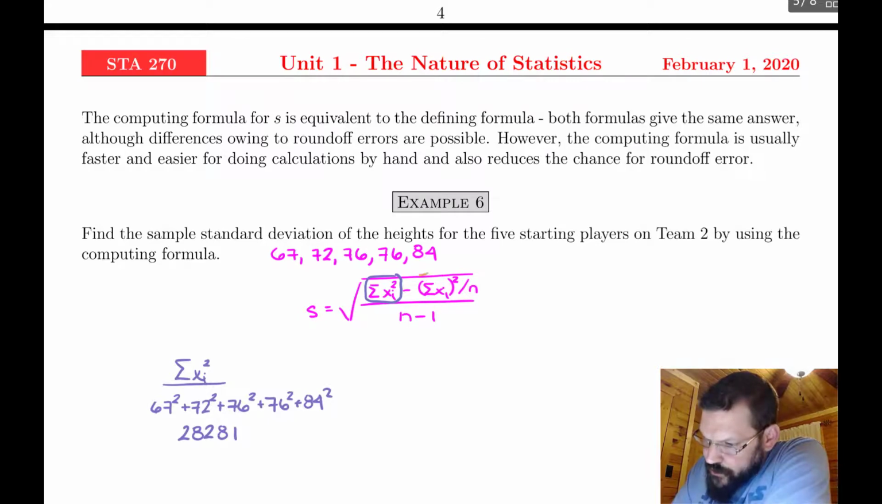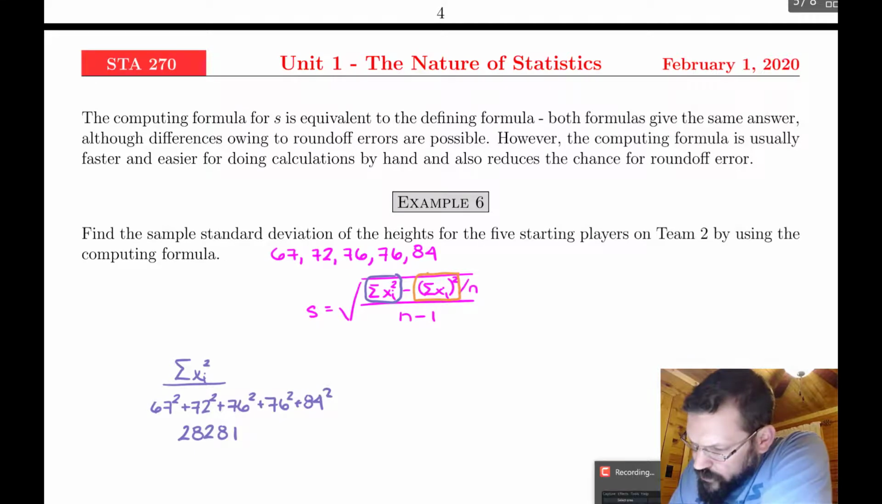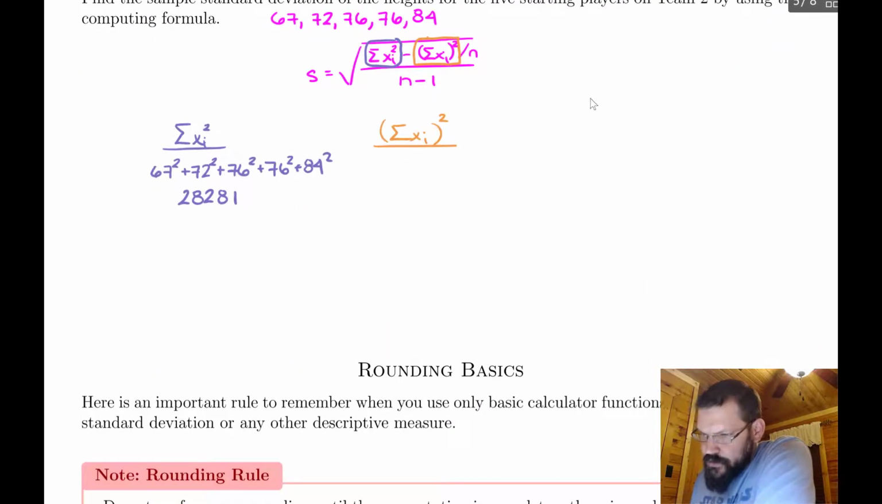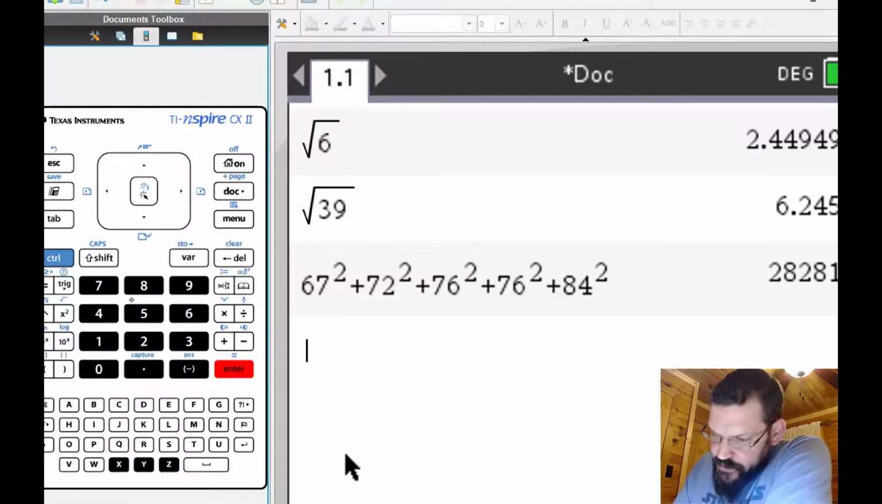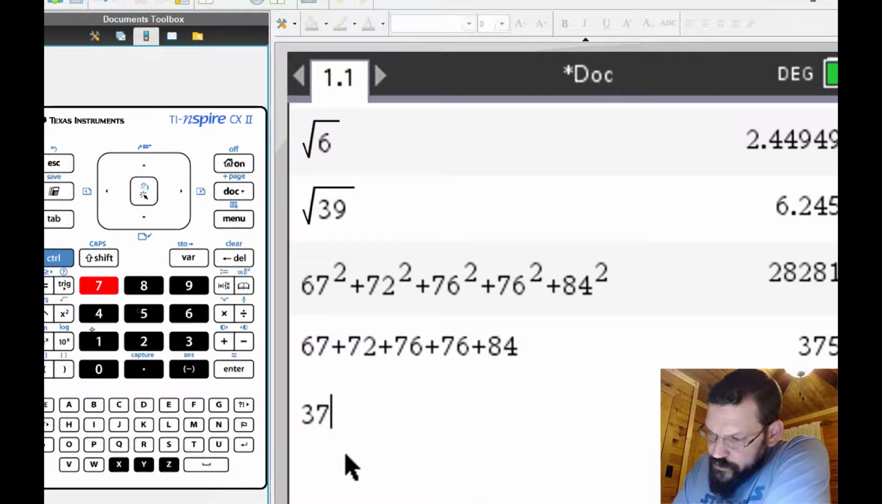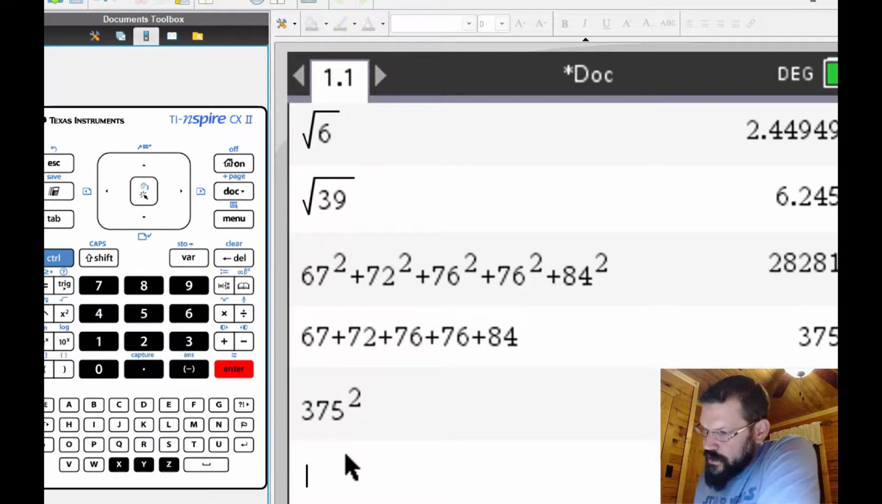The second box that I'm going to do is the sum of all the points, and then I square that. So it's going to be the sum of x sub i, and then I square that sum. So let's go back to our calculator, and in this case we have 67 plus 72 plus 76, and I'm going to square that answer, and I get 140,625.